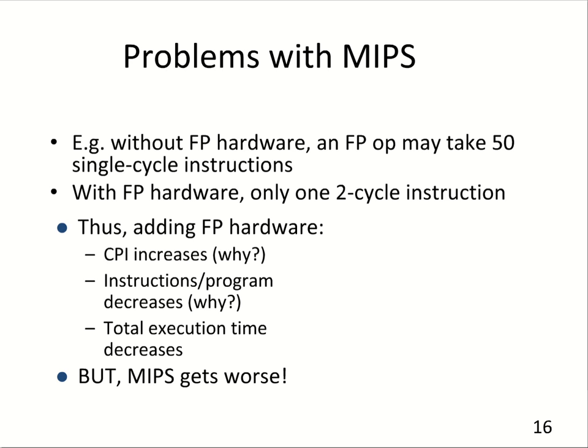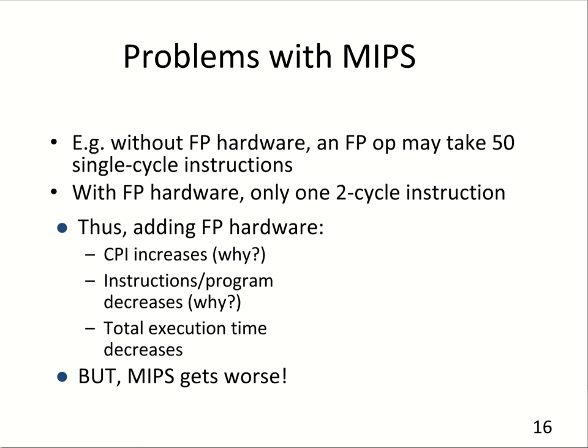So in this particular scenario, you might have a floating point operation like adding two floating point numbers together. It might take 50 single cycle instructions without any direct hardware support for it, whereas with floating point hardware, it would only be a single 2-cycle instruction to perform that floating point addition. So intuitively, you would expect that adding this hardware would give you better performance, and that's in fact true. There's a number of things that happen here.